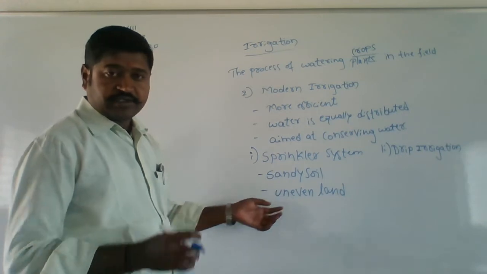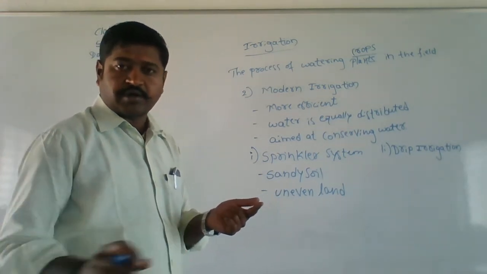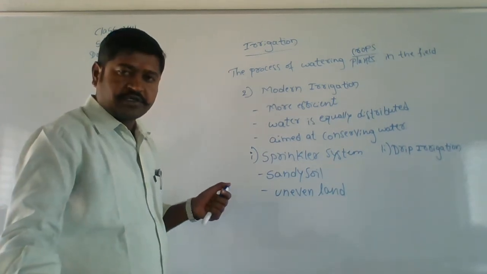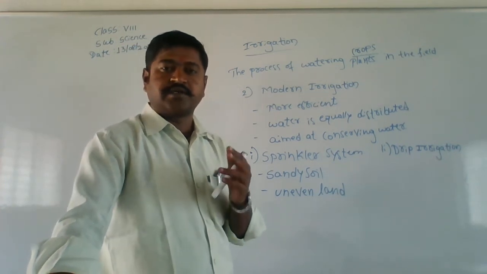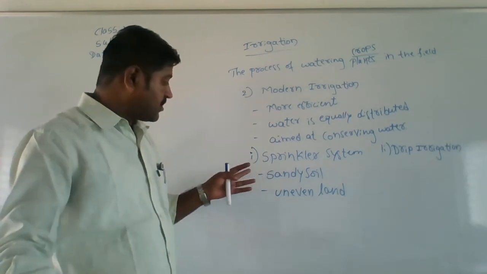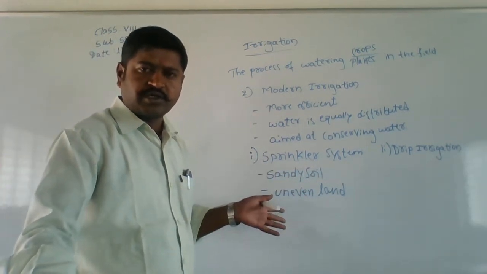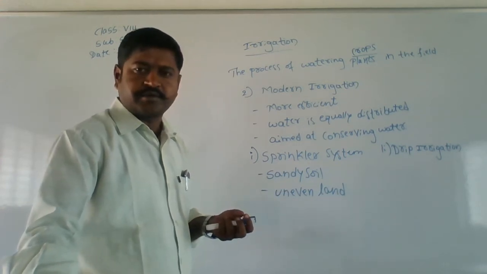Uneven land, right? Sandy soil. Types of soil: sandy soil, loamy soil, and another one, what? Another one is clay soil. So we have mainly three types of soil: sandy soil, loamy soil, and clay soil. Sandy soil will be porous, it will have too much space between the particles. That is why it is not going to hold water, right?